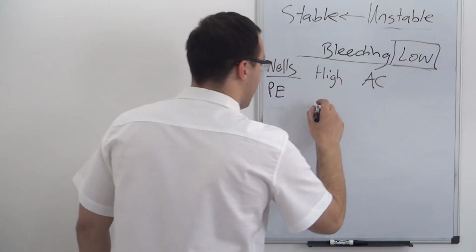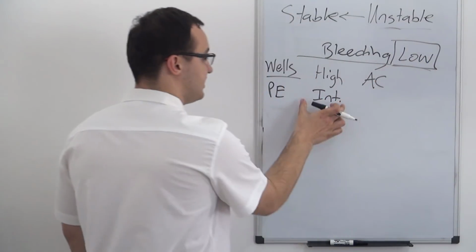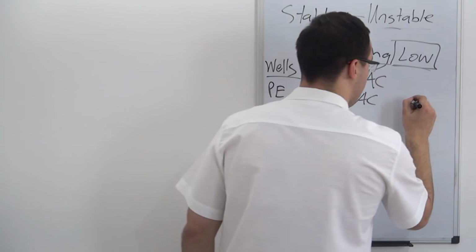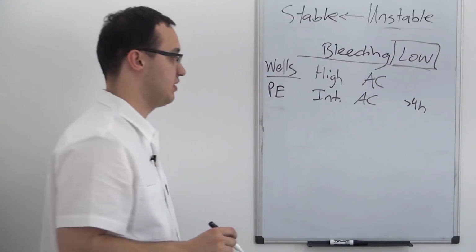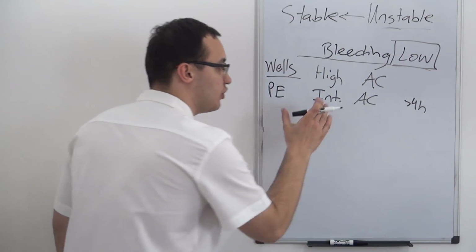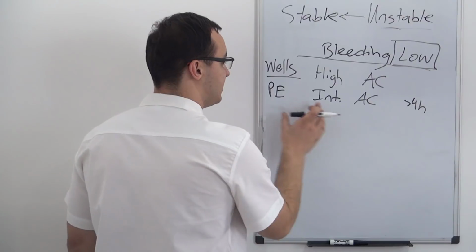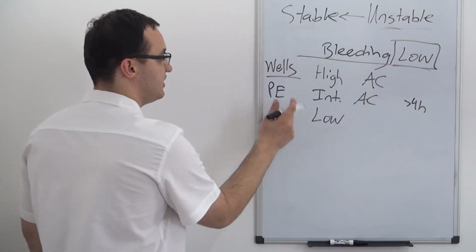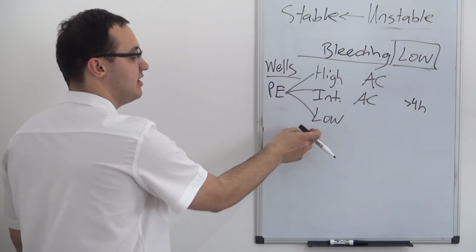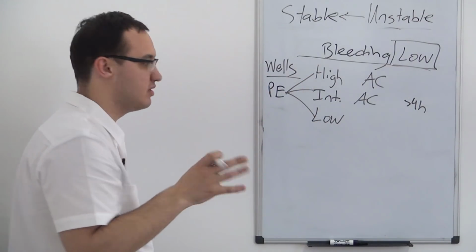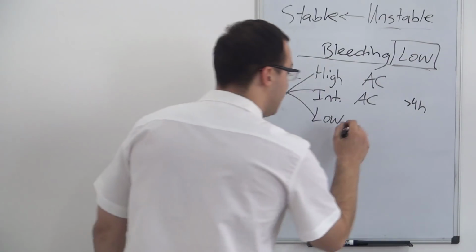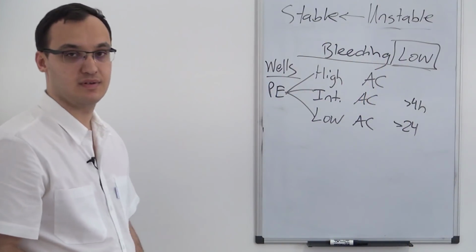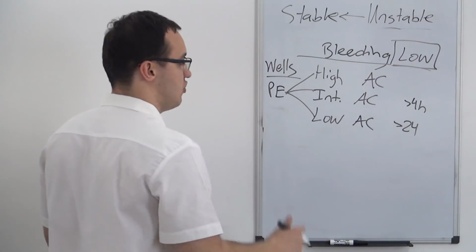If the bleeding risk is low and the pulmonary embolism risk is intermediate, then I anticoagulate if the diagnosis will take more than 4 hours to perform. It will take more than 4 hours for us to be sure that this is pulmonary embolism. Then I give anticoagulants. Or if the pulmonary embolism probability is low, that it's kind of low risk that this is pulmonary embolism, then I do anticoagulation only if the diagnosis will take more than 24 hours. So this was when the bleeding is low.